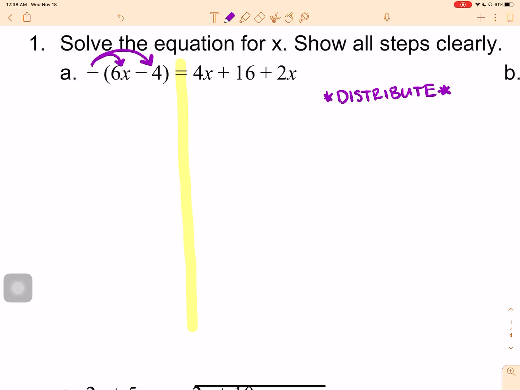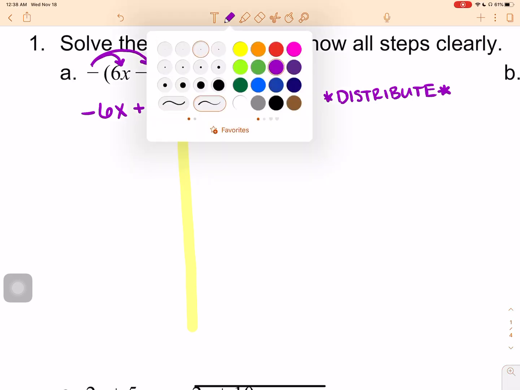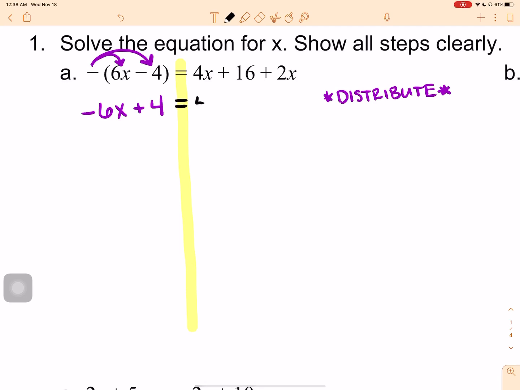So negative times 6x is just going to be a negative 6x there. And then a negative times a negative 4 is going to become a positive 4. And then I'm just going to rewrite all of this stuff down on the right side before we move on to our next step.